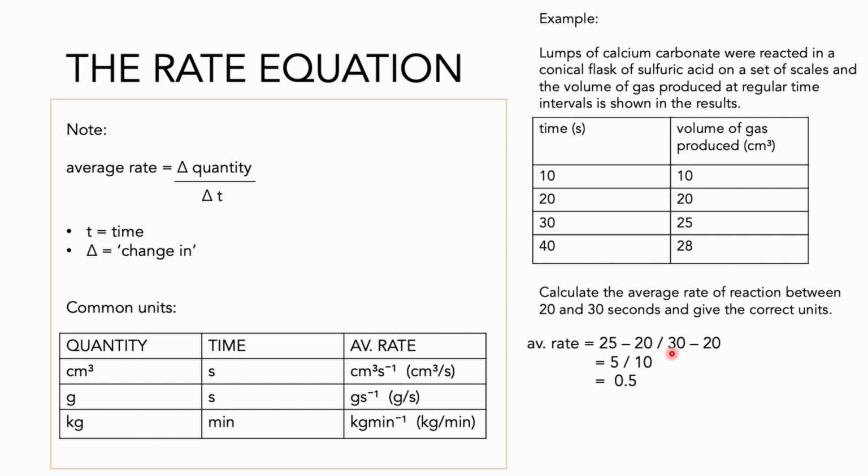So the quantity at 30 seconds is 25, and we're going to minus 20 because that's the quantity at 20 seconds. That gives us an average rate of 0.5, but we need to determine the units also. So using the units in the question, it's going to be centimeters cubed over seconds, which gives us centimeters cubed per second. So the answer is 0.5 centimeters cubed per second.